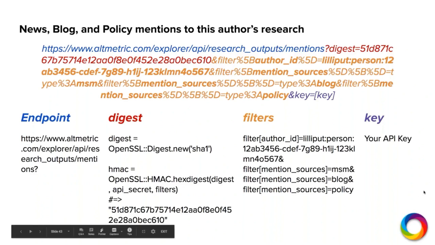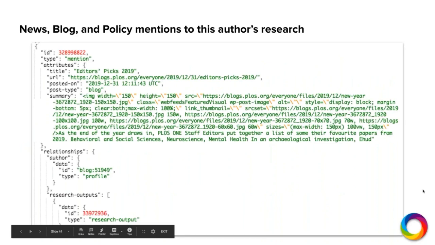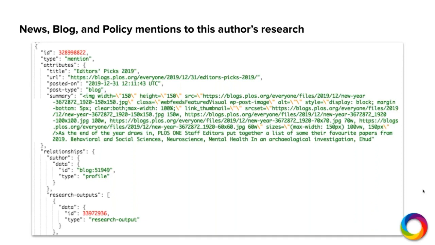And then this is another example of a post in the mentions tab that I showed in the profile previously. So you can see that you have enough information here to create that list. You have the title of the post. This is a blog post called Editors Picks 2019, and you can see that in the title field. You have the URL linking back to the original post, the date that it was published, so you can draw on that information to create a list like the one that I showed in the example before.